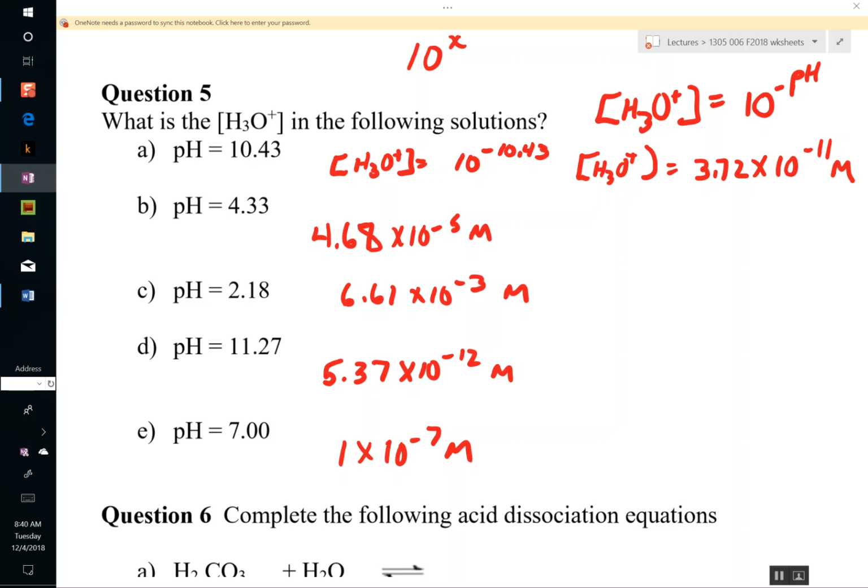Oh, man. Is that on the quiz? No, it's on the homework. It's on the homework. Quiz, there's a negative.